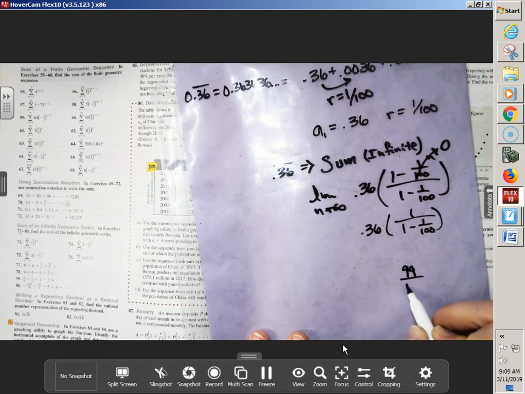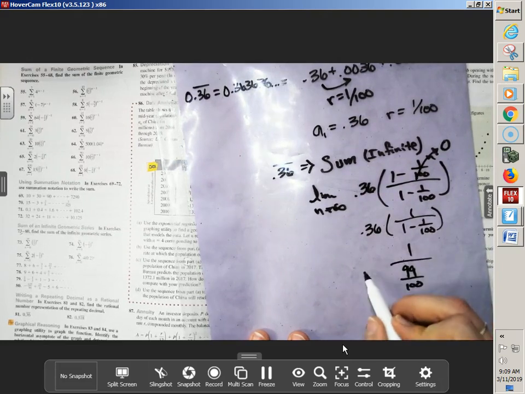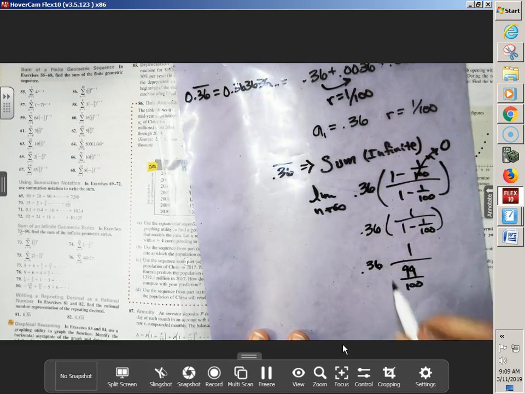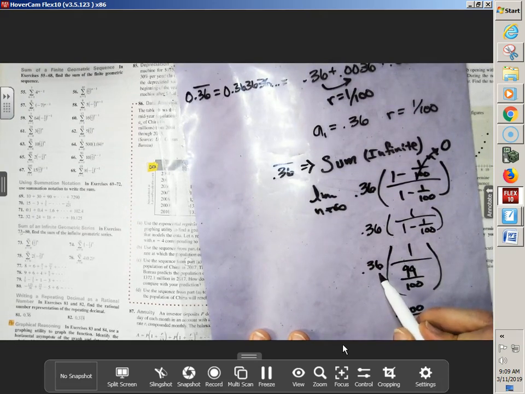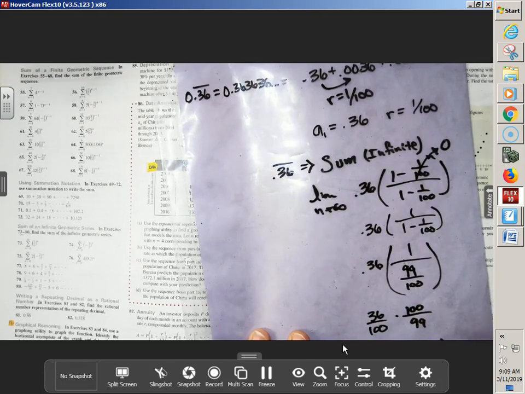99 hundredths. Wait, if I'm dividing by 99 hundredths, isn't that multiplying by 99 over 100? Oh, no, by the reciprocal. 100 over 99? Oh, that's gross. I don't want to multiply it by a decimal. You don't have to. Why not multiply it by 36 over 100?